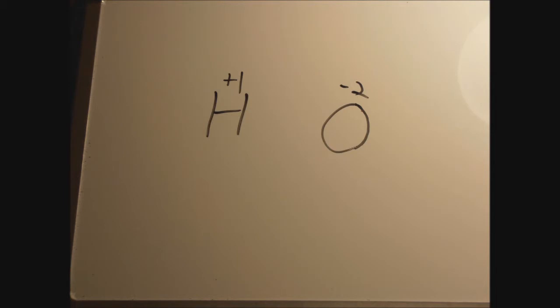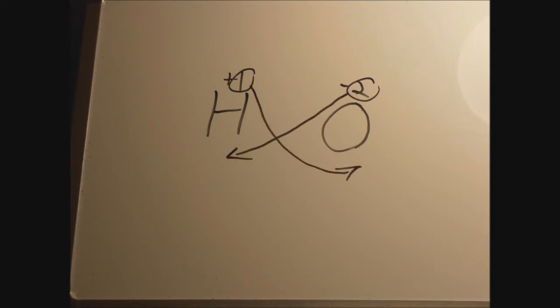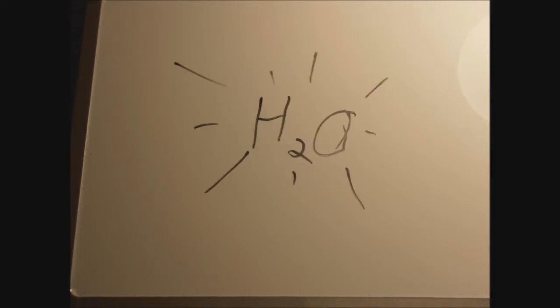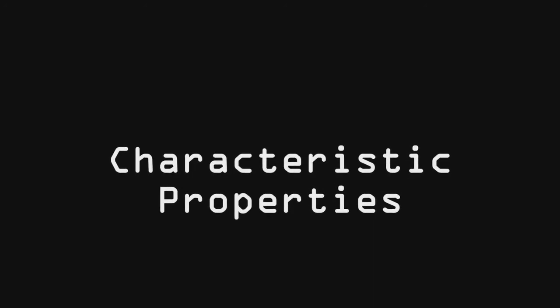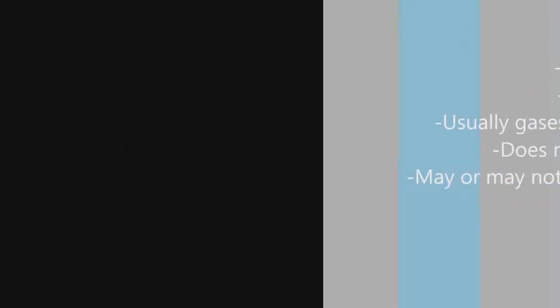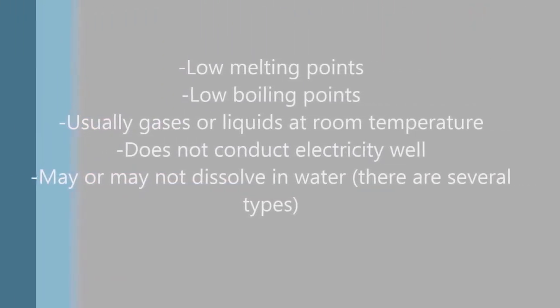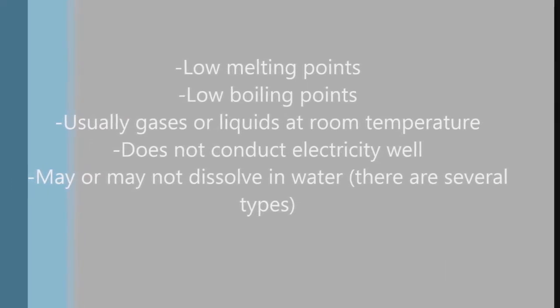We move it to the bottom. 1 and 2, we move them to the bottom, and this should still create H2O, which is a water molecule, and that's important because only covalent bonds form water molecules. Now to the characteristic properties. They have low melting points, low boiling points, are usually gases and liquids, and do not conduct electricity well.